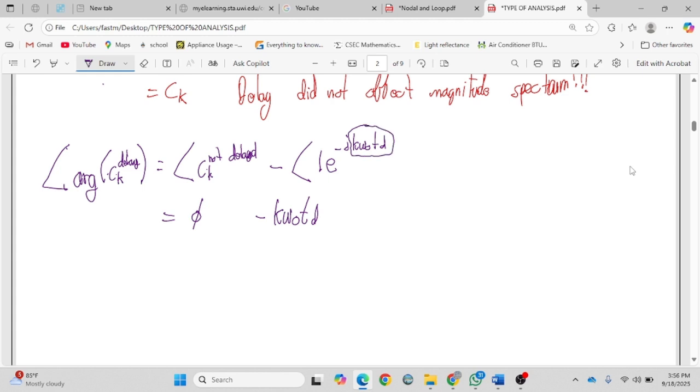And that's basically it. So the arguments is the phase, so this is the phase not delayed, which is the original phase spectrum, and a minus k omega naught td. Okay, and that is basically all that happened. So the next one is the MATLAB, and we will go through it.